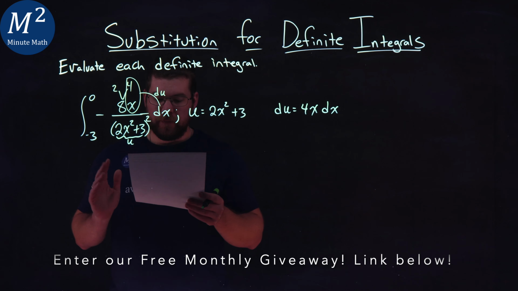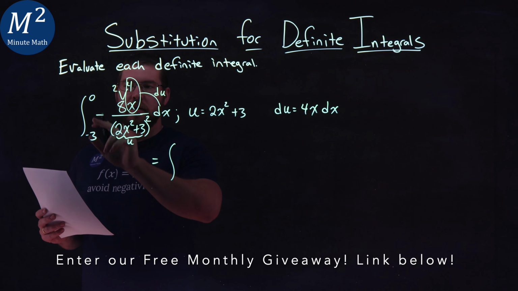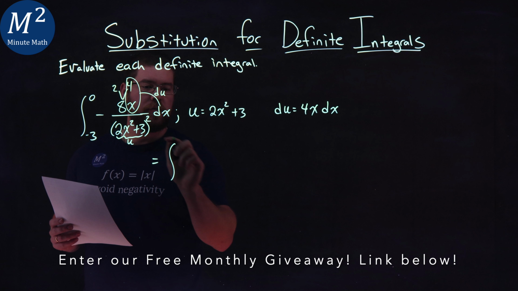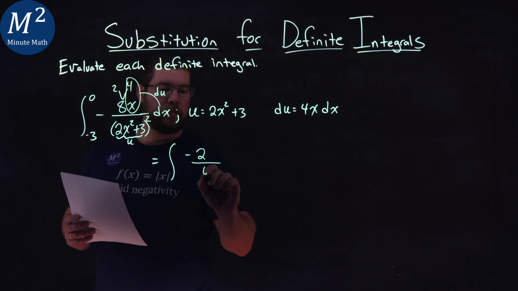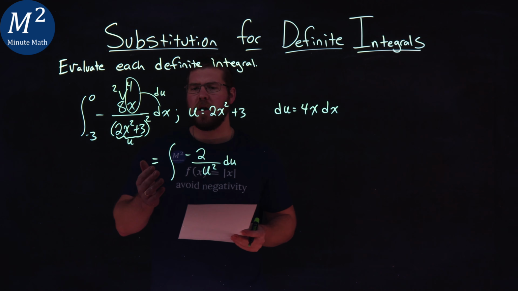So what can we do? Well, we want to rewrite this. I'm going to ignore these values right here. Let's write this in terms of u. Well, we have a -2 left over u squared du. Not bad. But what about our bounds?